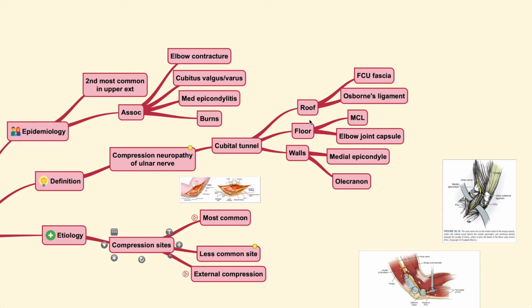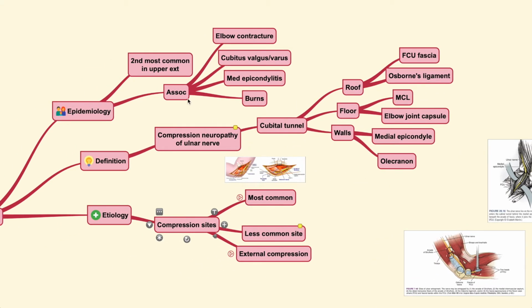The roof is made up of the FCU, or flexor carpi ulnaris fascia, and the Osborne ligament. The floor, which is also the base of the cubital tunnel, is the MCL, or medial collateral ligament, and the elbow joint capsule. The walls that form the cubital tunnel are made up of bony structures, which are the medial epicondyle and the olecranon.